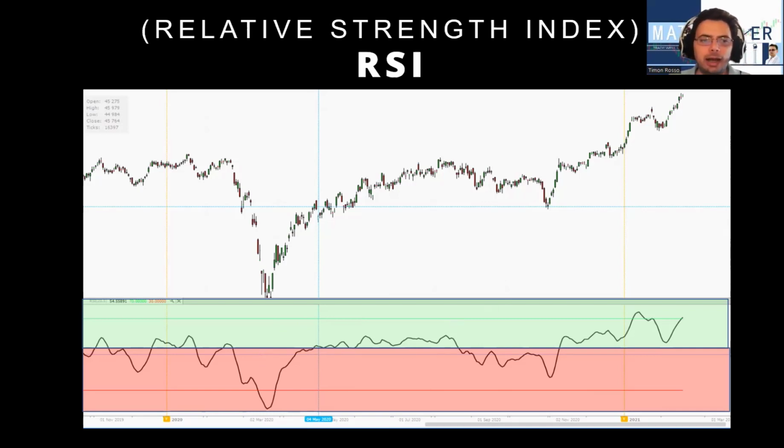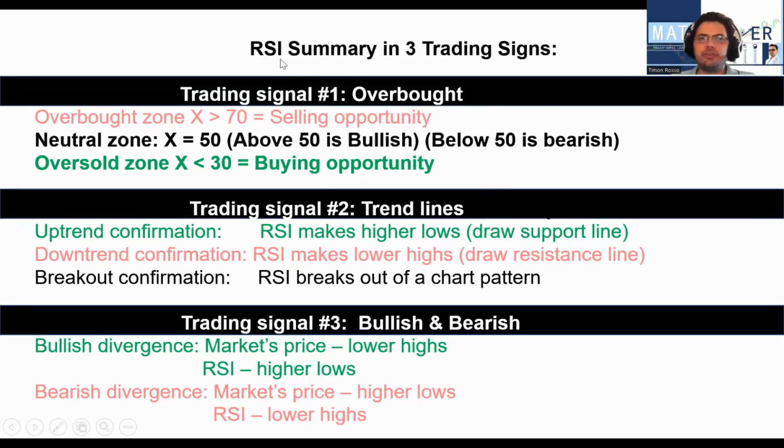Also, instead of blue, for example, I make the RSI black so I can see exactly the difference between overbought and oversold and in between the 50. So it's all based on visual appearance with how you like the RSI. You will see here is the RSI summary in 3 trading signals. Sorry, the overbought trend lines, the bullish and bearish. These are all different types of trading signals that you can watch out for with the RSI.